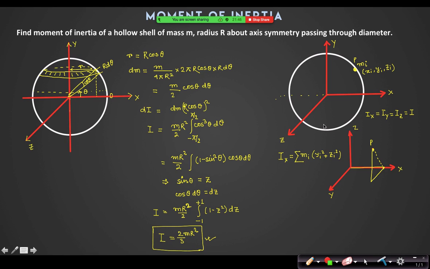So will you please repeat how this expression comes? Okay, let us talk about this z-axis. Ix is this one, Iz. Can you tell me what is the distance of this mass mi from the z-axis? x square plus y square. From the z-axis, the distance is nothing but this one.